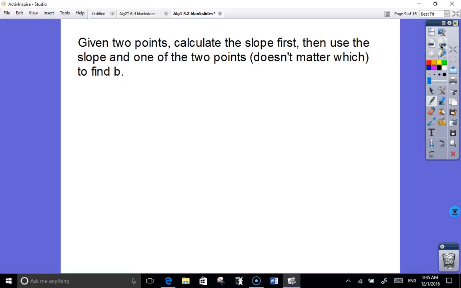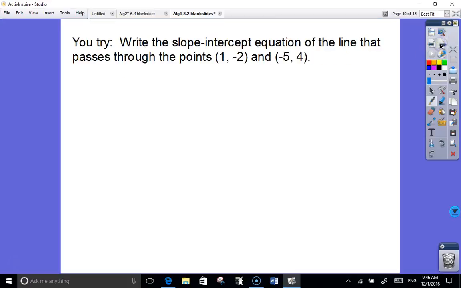So here's the words. Given 2 points, calculate the slope first, and then use that slope and one of the 2 points, doesn't matter which, to find b. That's the process. Okay. So try to do that with those points there.